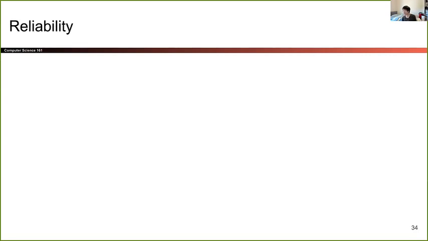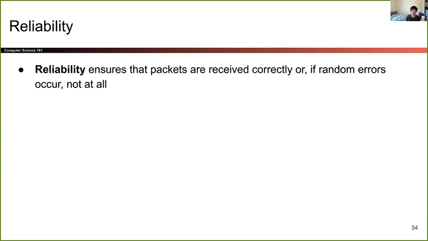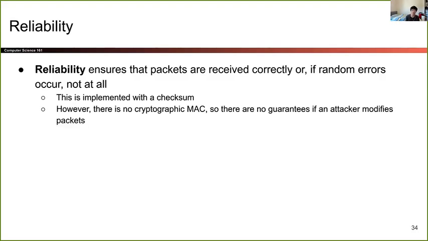Another key thing about this layer, we're still talking about layer 3, the network layer, is reliability. Reliability basically ensures that packets are received correctly, or if there is some sort of error, then the packet isn't treated as being received. Again, this is implemented with the checksum that I mentioned in the IP packet frame earlier. But there is no cryptographic MAC. There's no key involved in the IP protocol, so this only protects against random errors. The adversary can still just tamper with your data and then compute the checksum, basically a hash, themselves and forward the packet on. So it only protects against random errors.